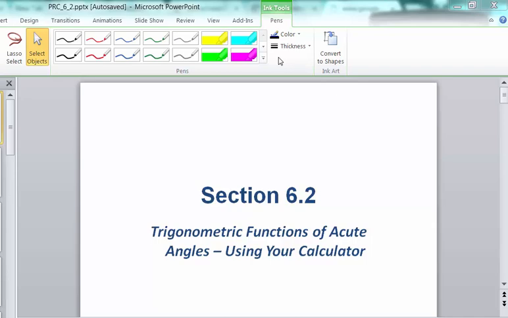We'll now continue our discussion of section 6.2, looking at trigonometric functions of acute angles using your calculator. Before we begin, we want to take a specific look at the calculator and note a couple of conditions that must be met.